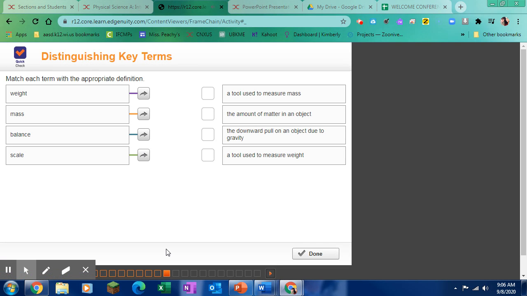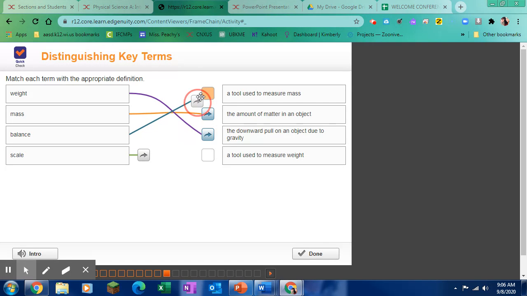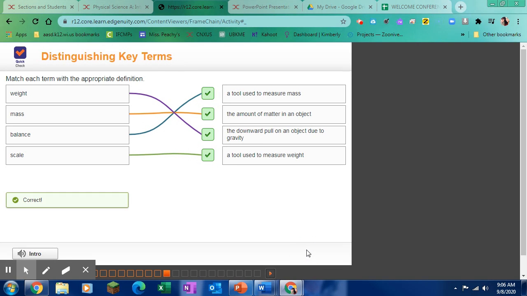Drag and drop the titles to match the definitions with the correct terms. Mass is the amount of matter in an object. It is measured using a balance. Weight is the down pull on an object due to gravity. It is measured with a scale.